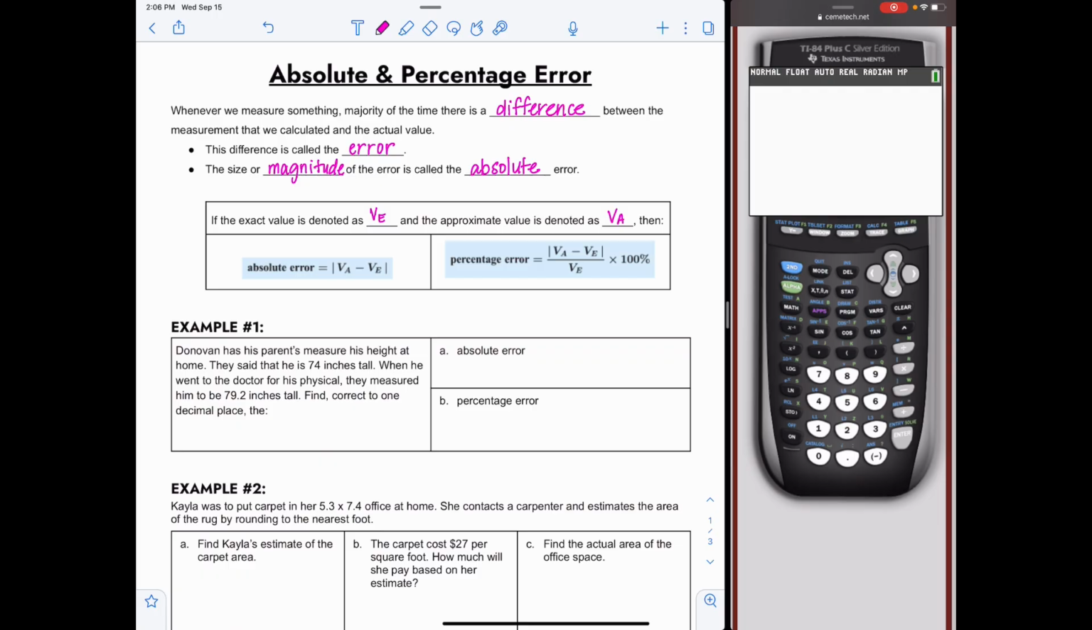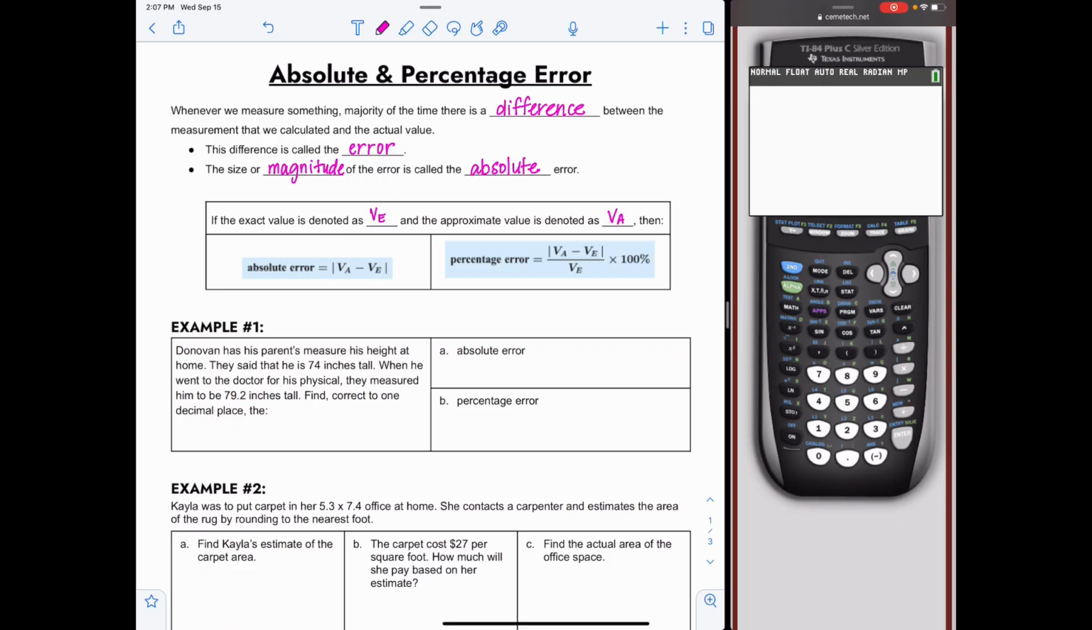The majority of the time, we represent error as a percentage. So in order to find your error as a percentage, you take your absolute error, which is the absolute value of your approximate minus your exact value, and you divide it by the exact value, then you multiply by 100. So let's look at an example.